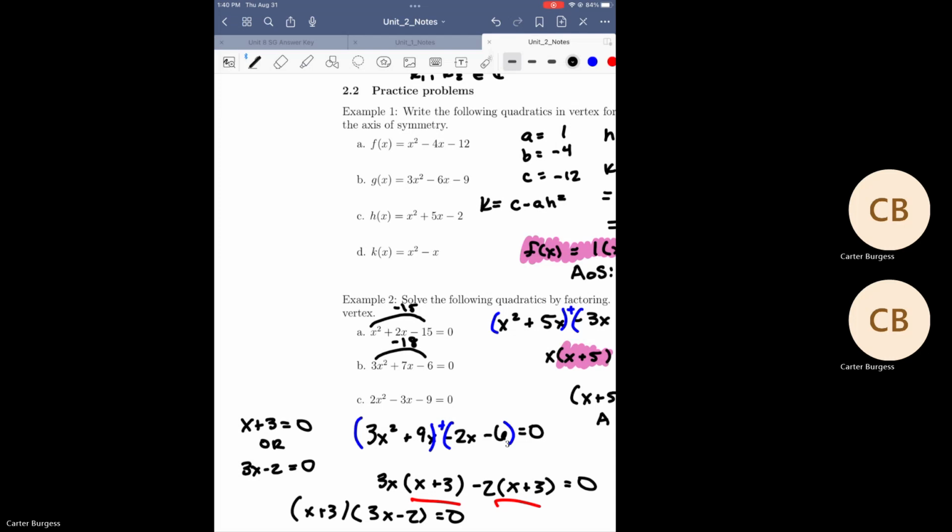Yeah, so for our top equation, subtracting 3 from both sides, we get that x should be negative 3. And for our bottom equation, adding 2 to both sides and then dividing by 3, I get that x should be positive 2/3. So adding 2 and then dividing by 3.